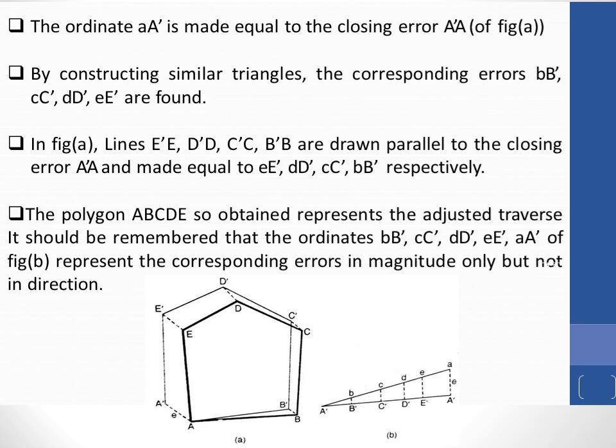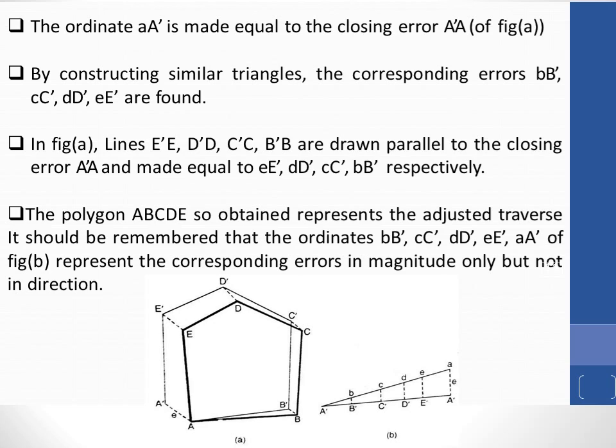Okay, so after getting these values, that is small b capital B dash, small c capital C dash, etc., you can draw just in figure A. If you see, you just draw from point E dash. You are going to draw that much distance inwards parallel to our closing error. So you will get capital E. Similarly, at D dash, you are going to draw a line and reach capital D, C dash to C and B dash to B, so that you will get the polygon A, B, C, D, E. This obtained polygon represents the adjusted traverse.